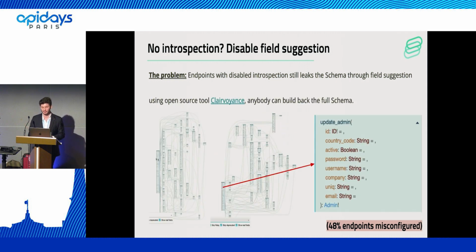Here I give an example of a full introspection we built back using the open source tool Clairvoyance against an API just by fuzzing the API and parsing the field suggestions. And in this specific case, the company thought they were protected because they didn't disclose their schema, so they forgot to protect their update admin mutation. And we were able to change the password of their administrator. I'm not joking, this has really happened. So don't do security by obscurity.